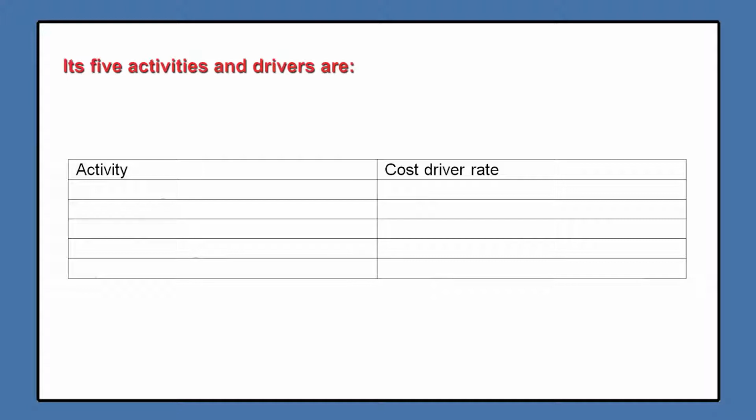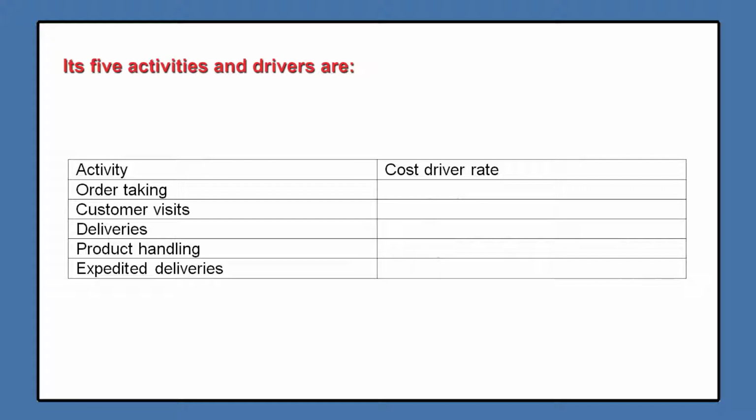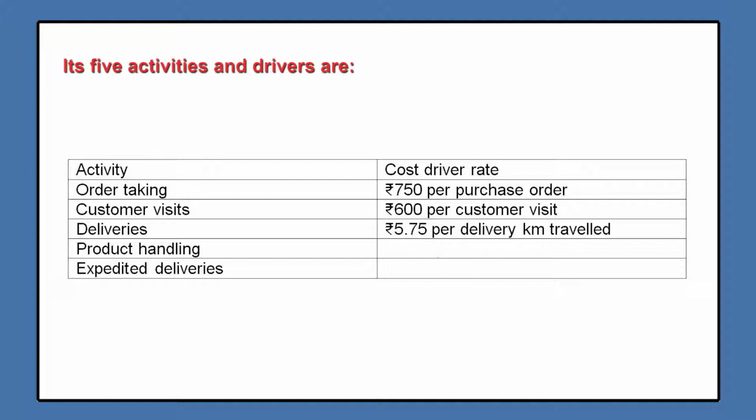The activities undertaken are order taking, customer visit, deliveries, product handling, and expedited deliveries. The cost driver rates are calculated appropriately and determined to be Rs 750 per purchase order, Rs 600 per customer visit, Rs 5.75 per delivery kilometer travelled, Rs 3.75 per bottle sold, and Rs 2.25 per expedited delivery. The customer level operating income of each of the 5 retail customers is calculated individually.